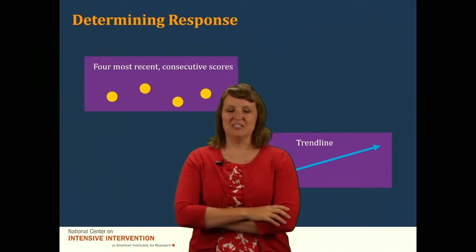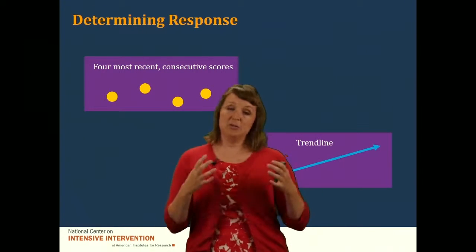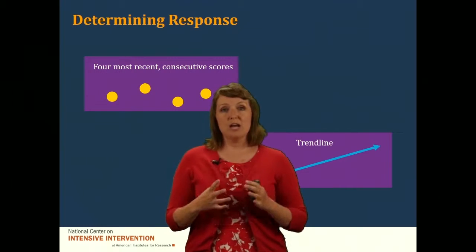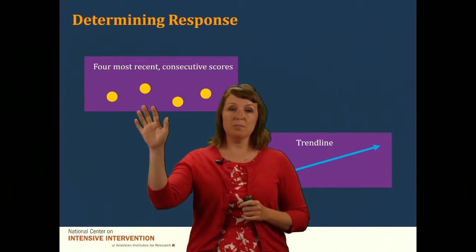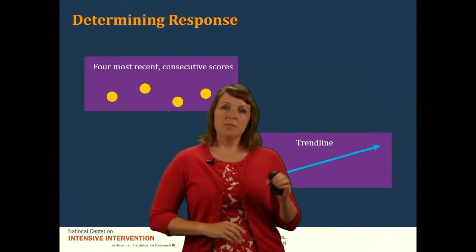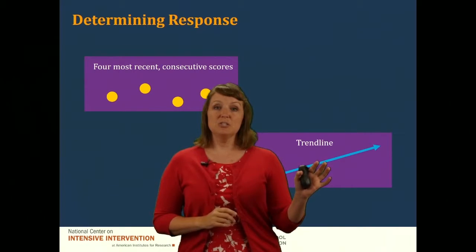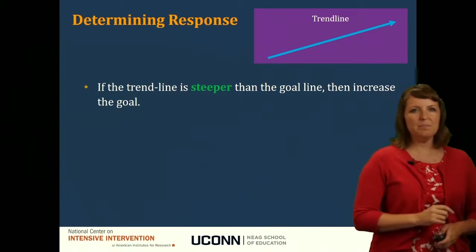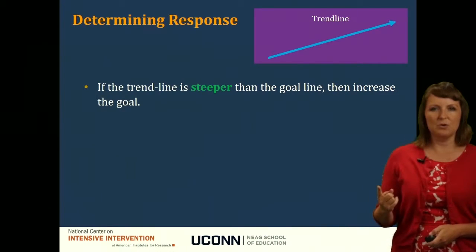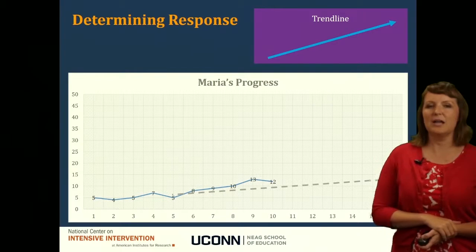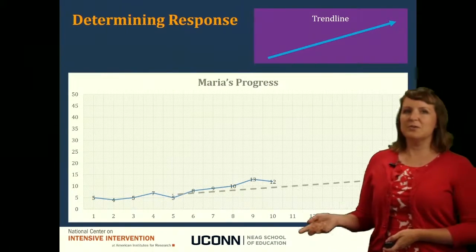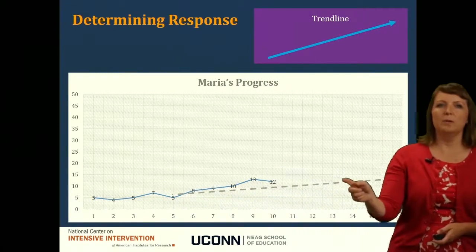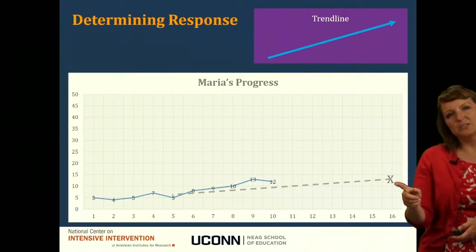So we just talked about how to make decisions about whether students are responsive or non-responsive using the 4 most recent consecutive scores. But we can also use this method here, which is using the student's trend line. So if the trend line is steeper than the goal line, it's time to increase the goal. What does that look like? Let's look at Maria's scores. So here's Maria's set of scores, here's her goal line, and here is Maria's goal.